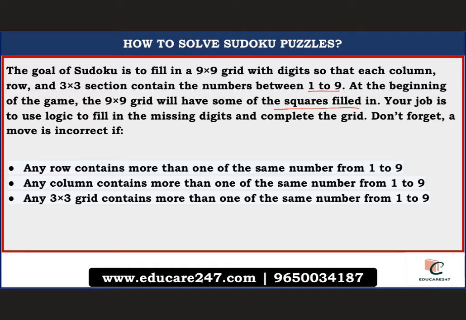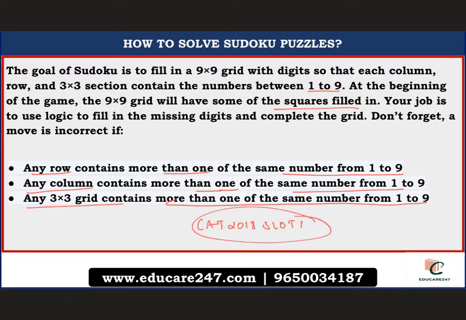Don't forget, a move is incorrect if any row contains more than one of the same number from 1 to 9, any column contains more than one of the same number from 1 to 9, or any 3x3 grid contains more than one of the same number from 1 to 9. I hope you have understood these rules. So what I'm going to do is take a CAT 2018 slot 1 question which was completely based on this Sudoku logic.